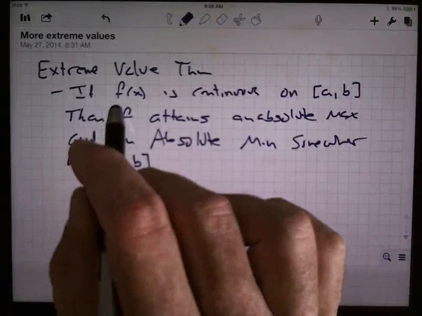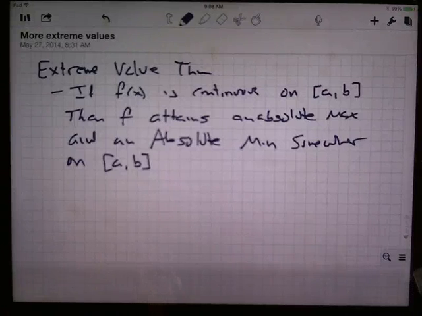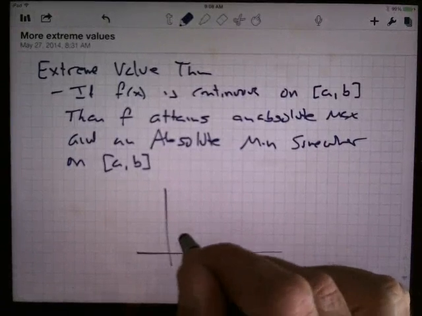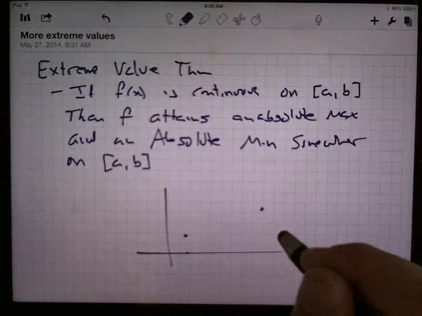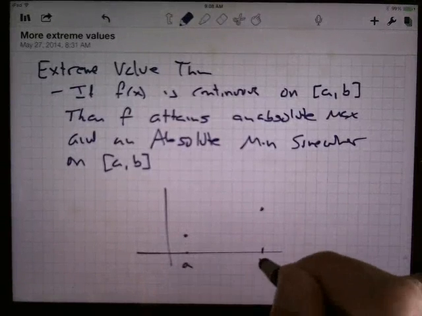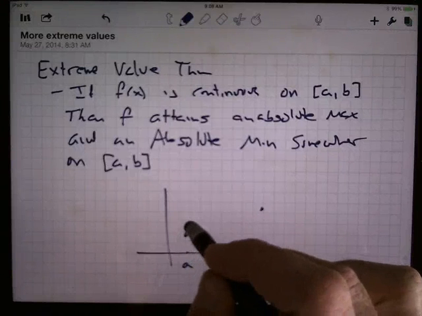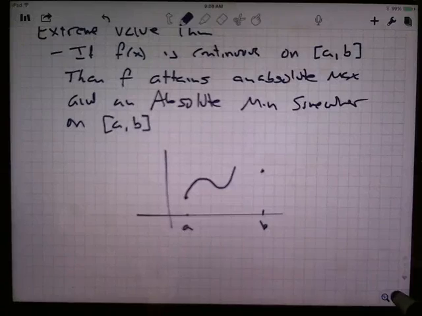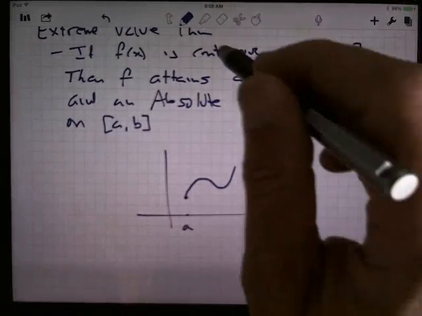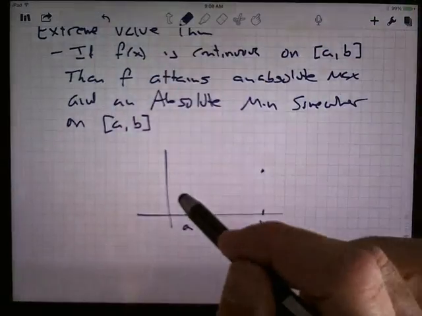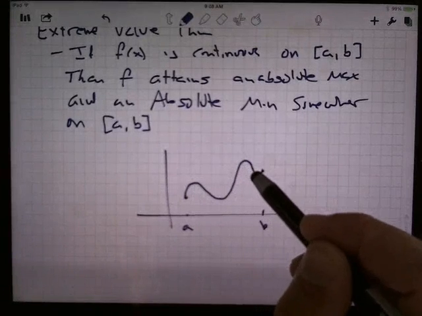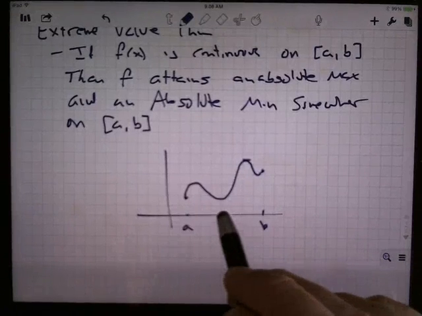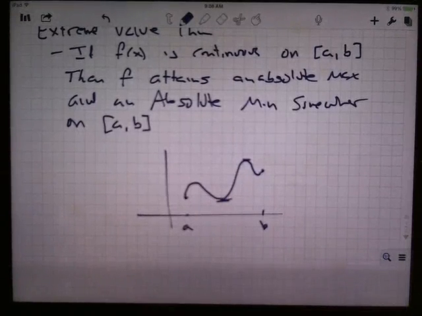If f is continuous on a closed interval, so you've got some starting point here, some ending point there, so this is a to b, and I'm going to draw a graph. I can't pick my pencil up. Oops, sorry, I picked my pencil up. Let's go back here and say can't pick my pencil up. That somewhere there has to be a highest point and somewhere there has to be a lowest point. Right?